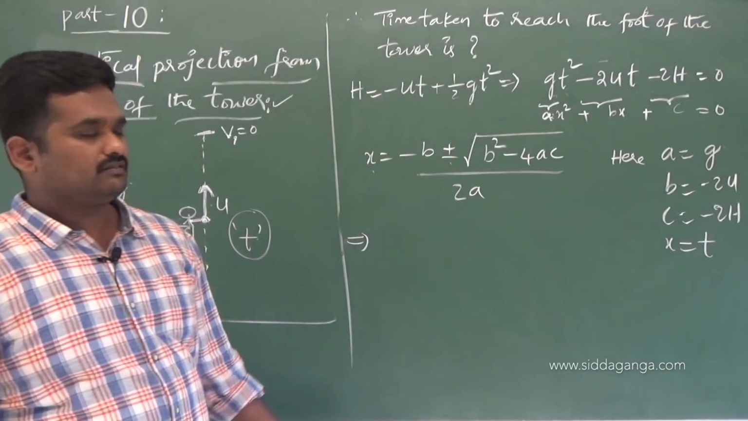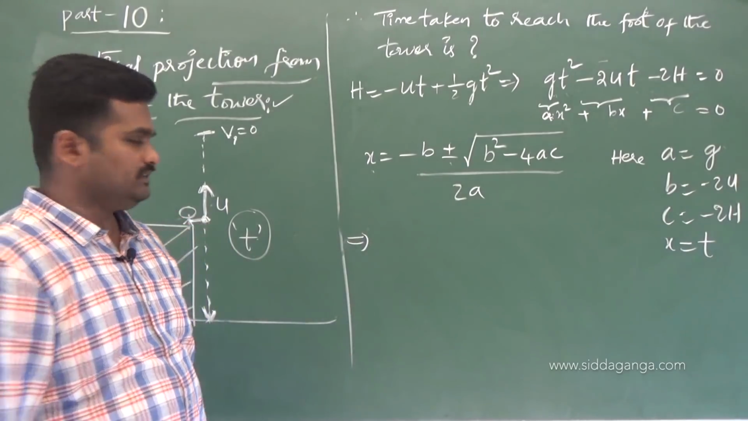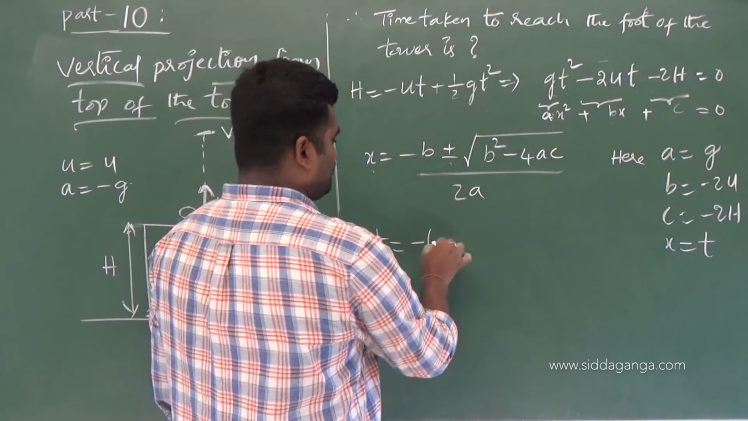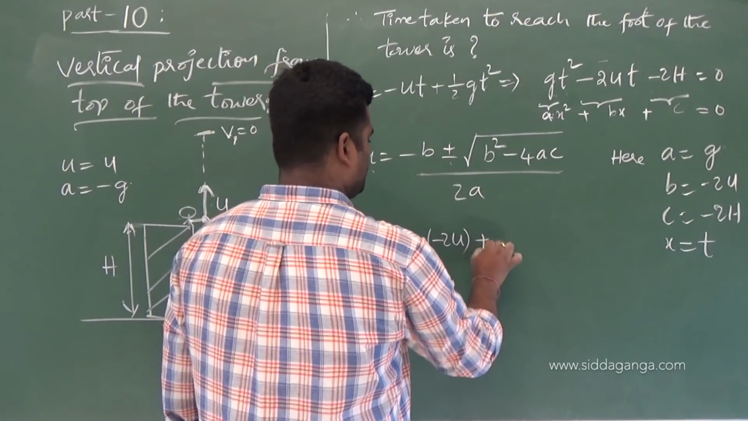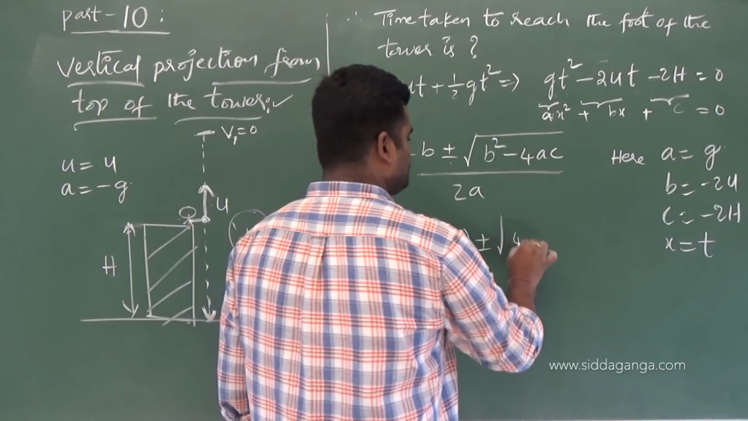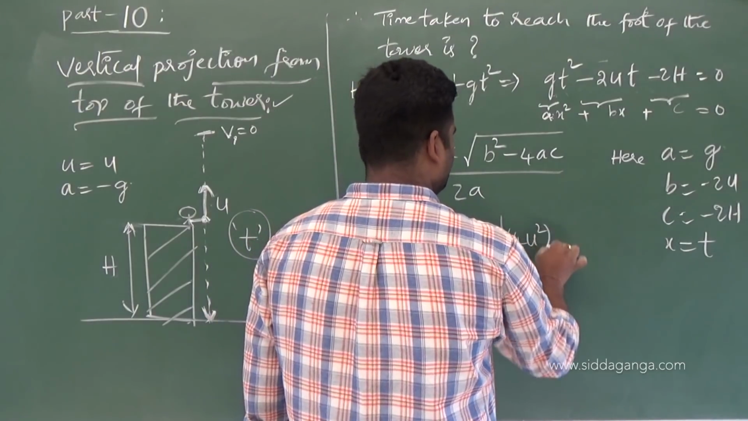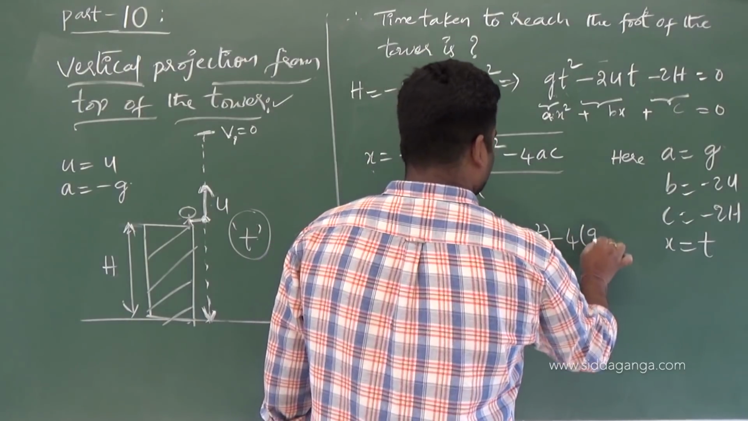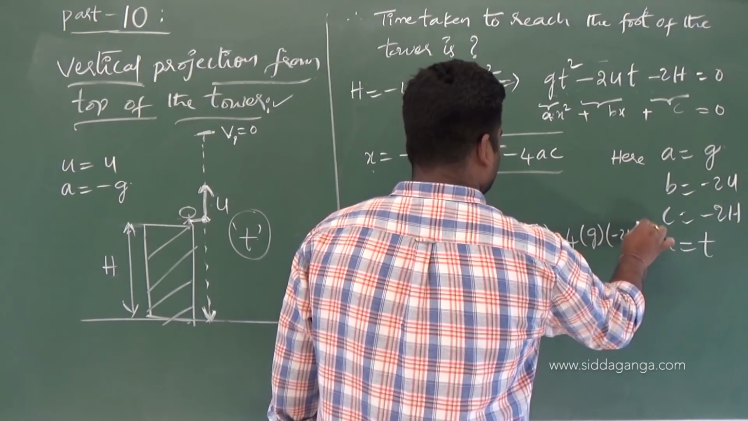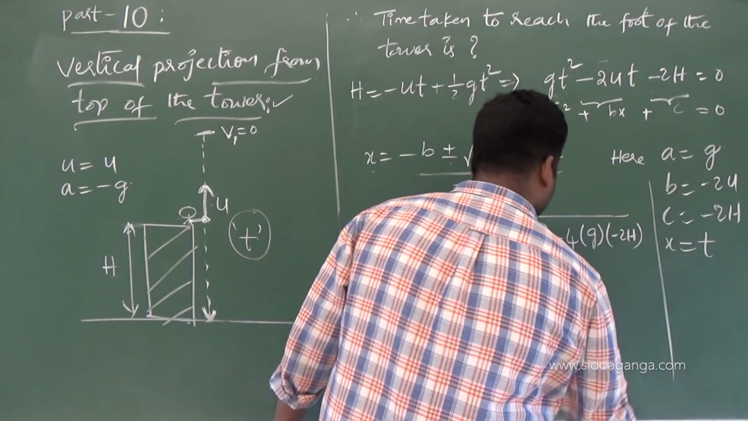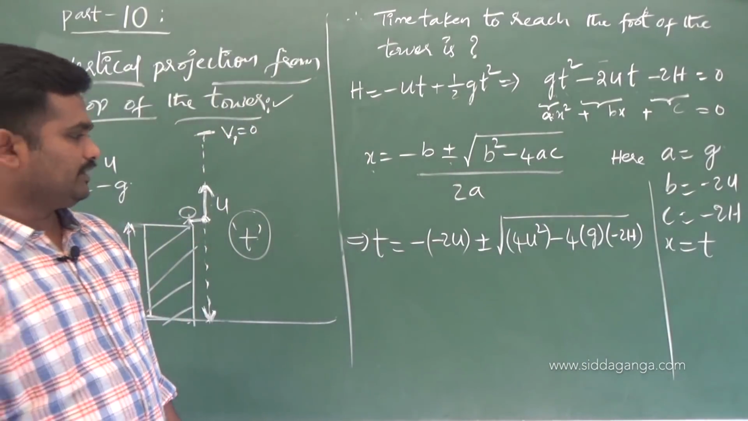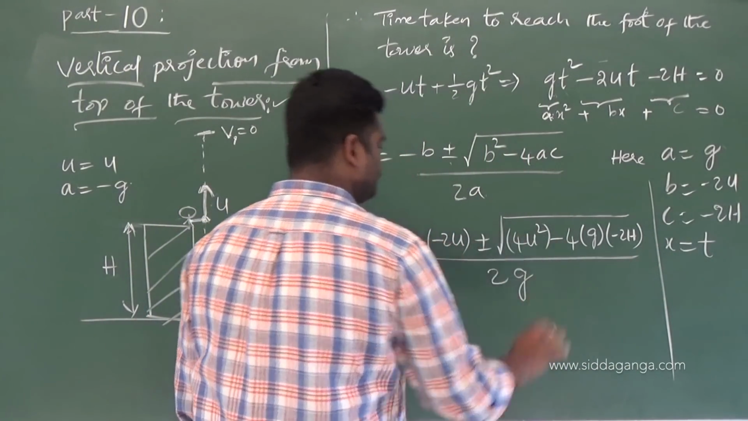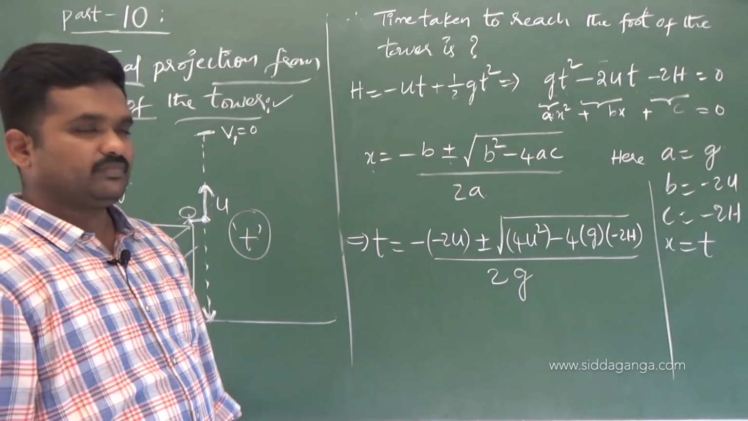Roots of the equation means finally we need to find the value of t. t equals minus b, which is minus 2u, so minus 2u plus or minus root of b square, which means 4u square, minus 4 into a, which is g, into c, which is minus 2h, divided by 2a. 2 into a is nothing but 2g. This equation is important.